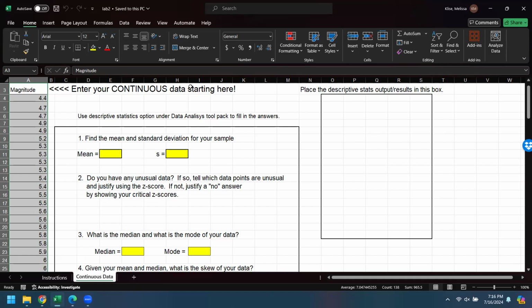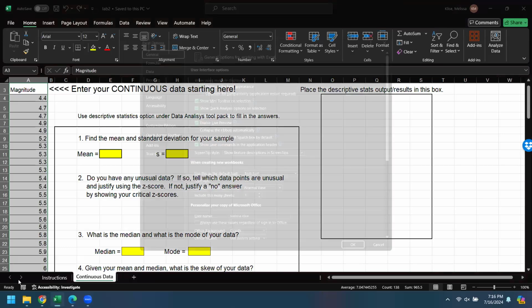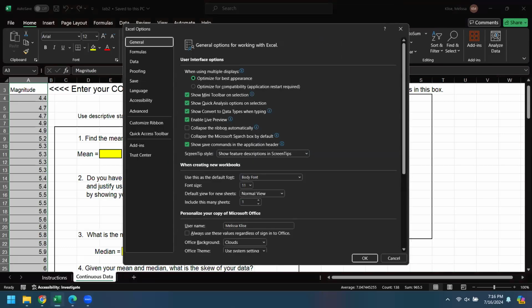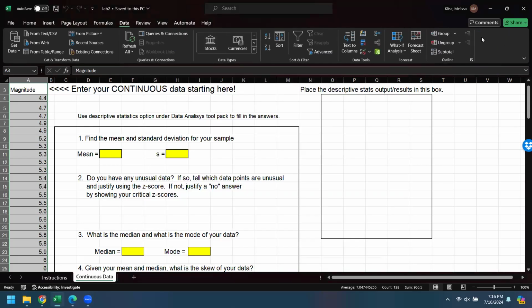Okay. So you're going to go to the top left to File. Go to File and then go all the way down to Options. And this thing will pop up here. I'm going to show you, wait, hold on again. I'm going to go to Data. This over here is blank. There's no data analysis there.